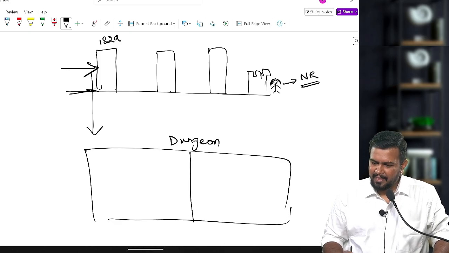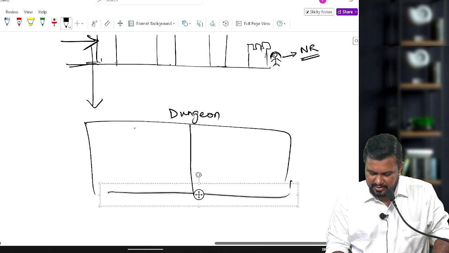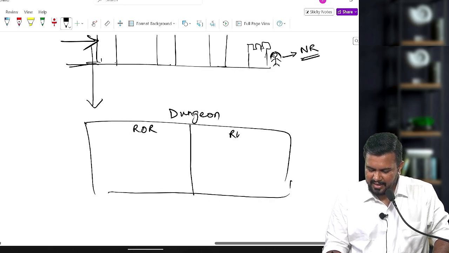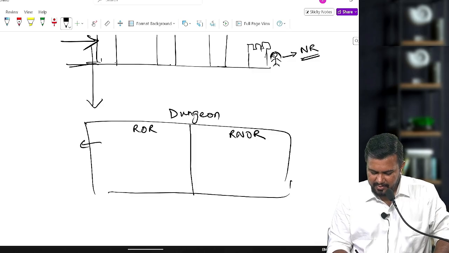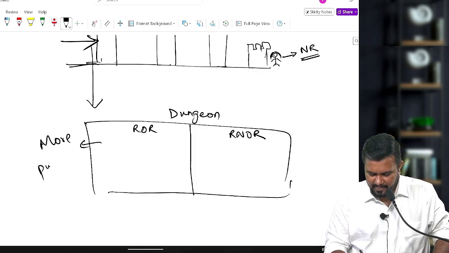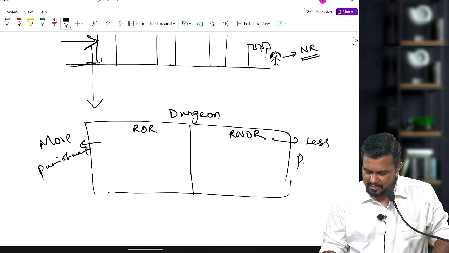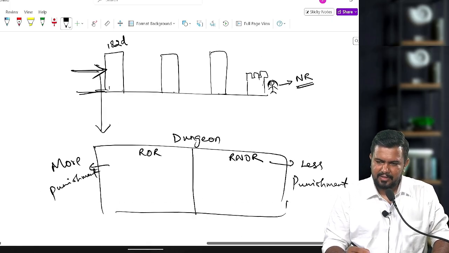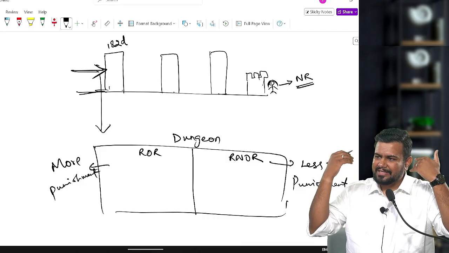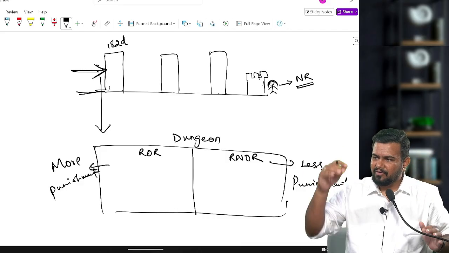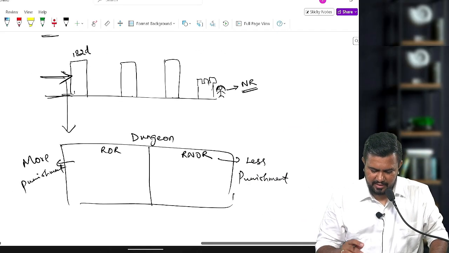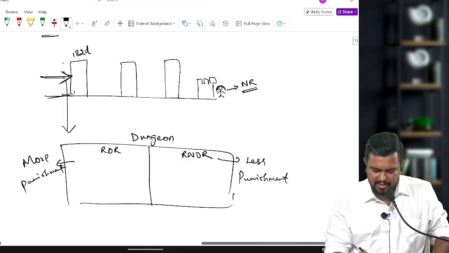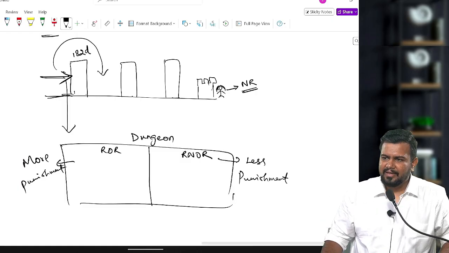In the dungeon also there are two dungeons, the ROR dungeon and the RNOR dungeon. ROR dungeon means more punishment. RNOR means less punishment. So you will fall down into the dungeon. If you satisfy the 182 days condition, you have hit the wall and fall down into the dungeon. But if you do not satisfy the condition, you can jump and go to the next stage.